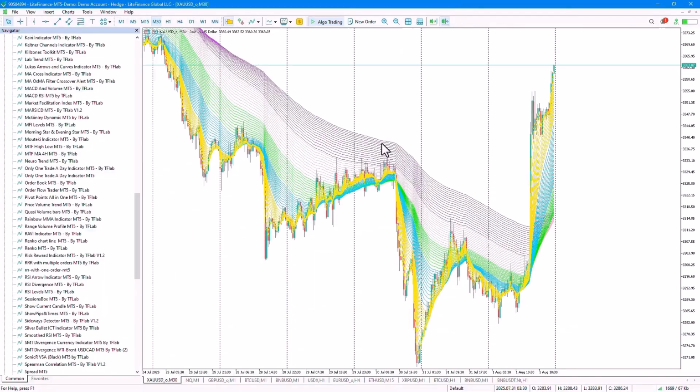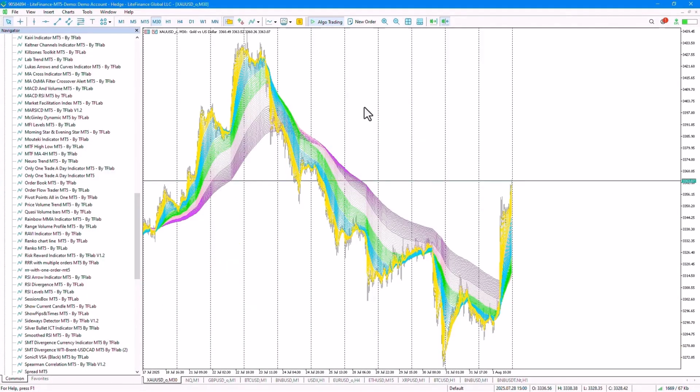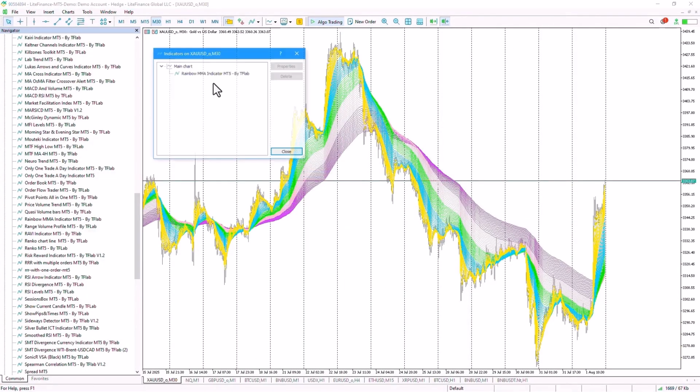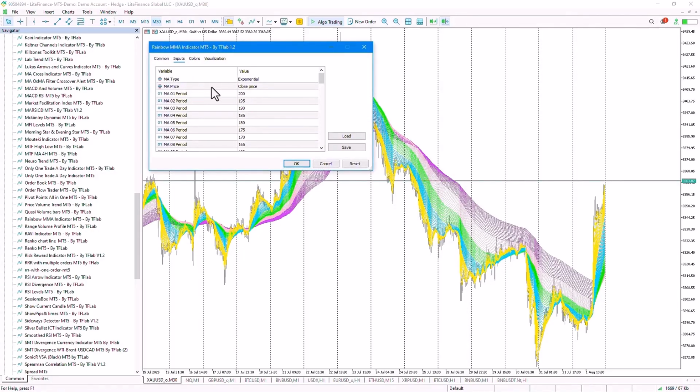In the Settings section, under Inputs, there are options available to us. In the first input, we can choose the calculation method for the moving average from 4 types: simple, exponential, smooth, and linear weighted. All the moving averages are calculated based on this method.